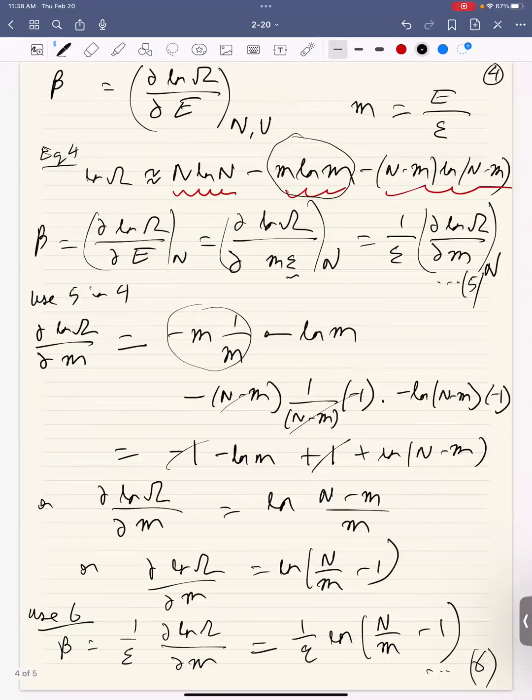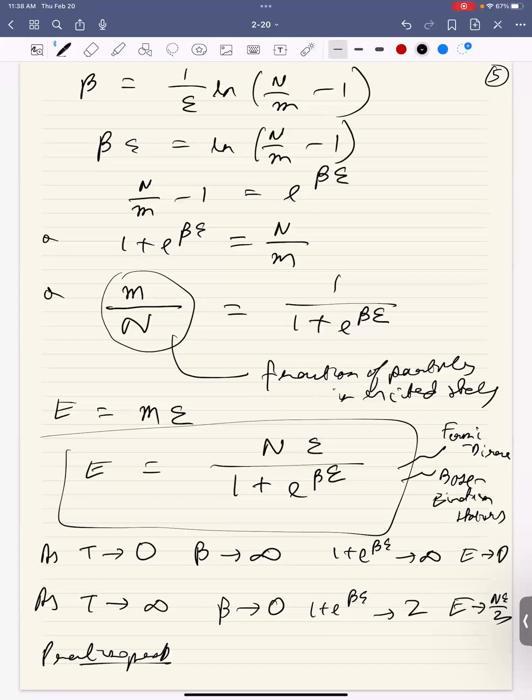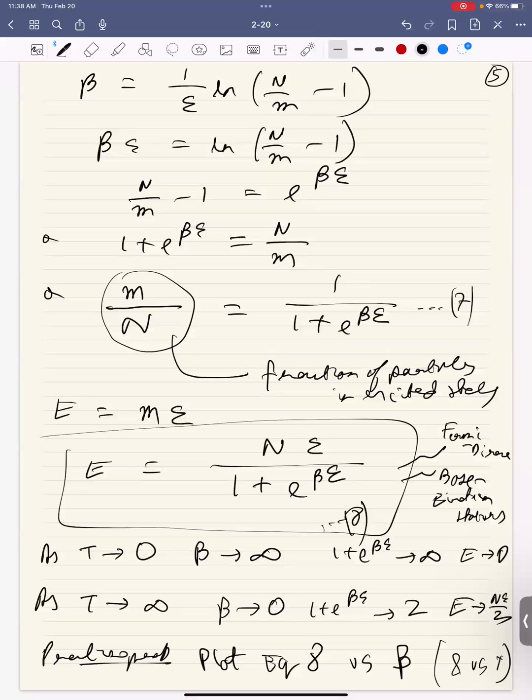Let's number this as equation number 7 and equation number 8. I want you to plot equation 8 versus beta and develop intuition for how it looks, or versus temperature. Do it versus beta and then do it versus temperature, play with it and see whether it makes sense or not. Okay, any questions about all of this?